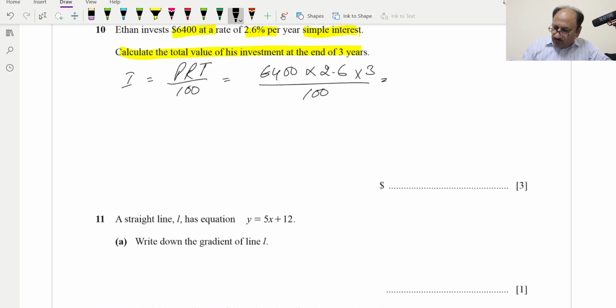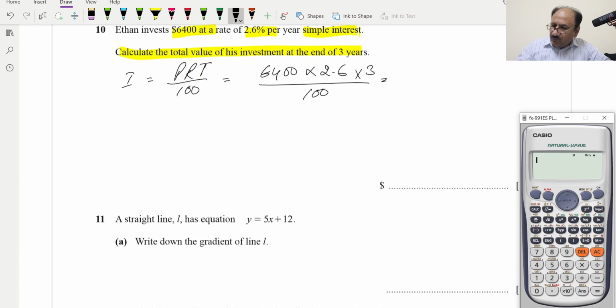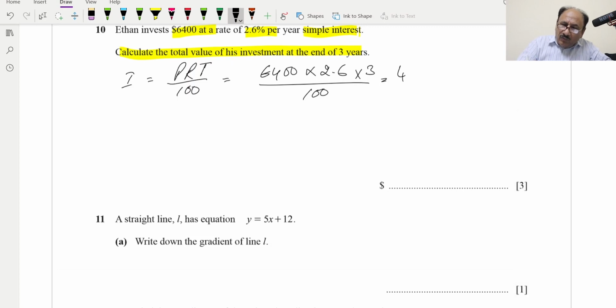This calculation we can make, and if we take the fraction first, then 6400 multiplied by 2.6 and multiplied by 3, and this will be divided by 100, and this is equal to 499.2.